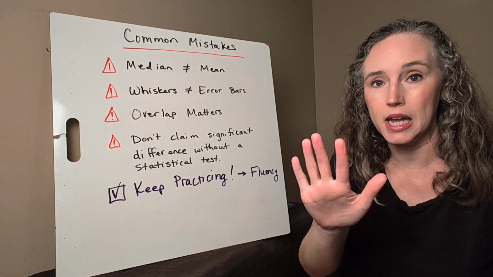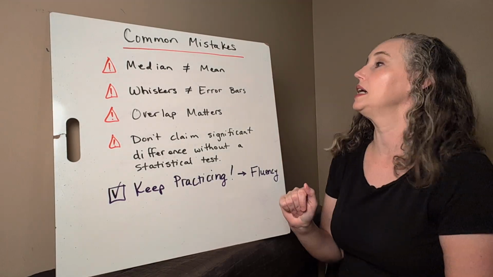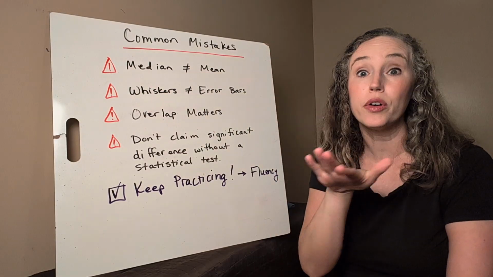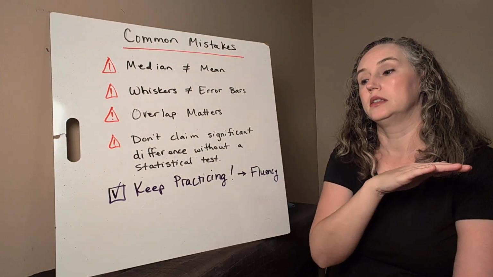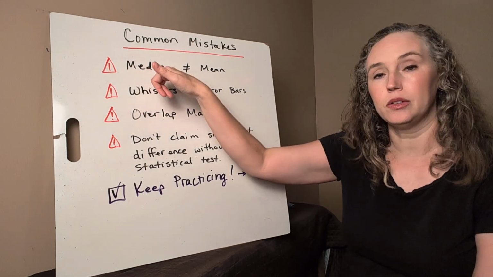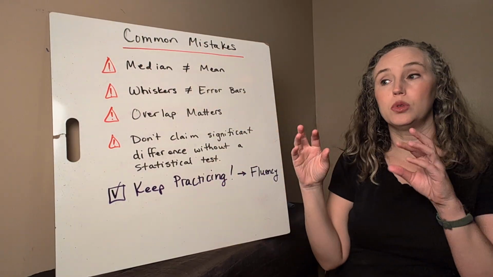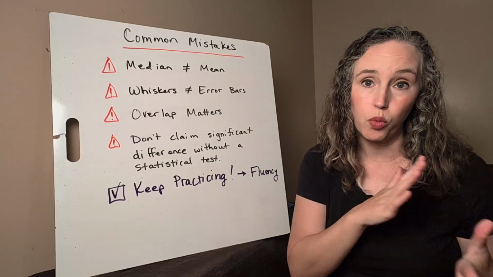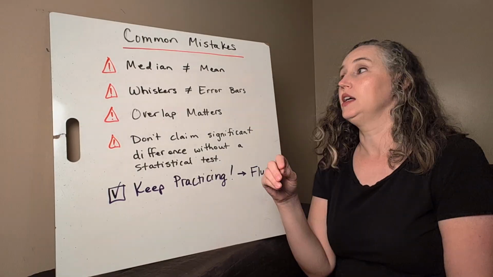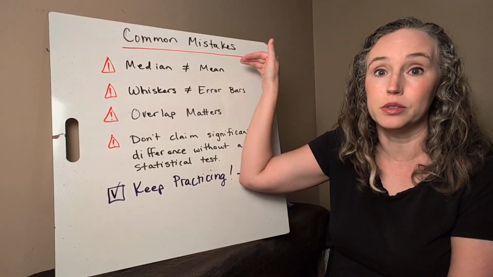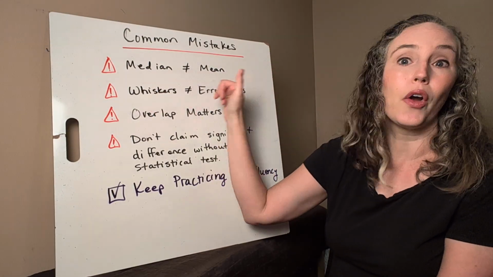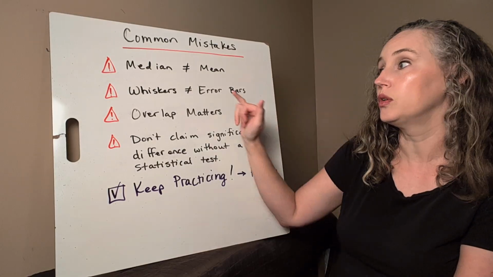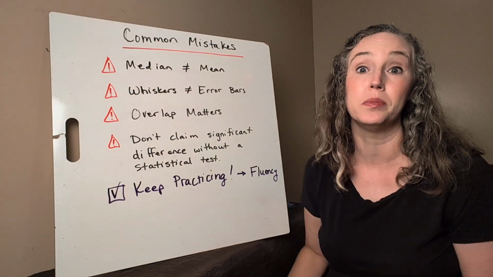Common mistakes made when dealing with box and whisker plots. Just remembering median and mean are not the same. Median, right, we use that when we're trying to get rid of outliers or not let outliers sway the story of our data, which can happen when we use the mean. Whiskers are not the same as error bars. Error bars show variation around a mean. Whiskers show the maximum and the minimum in your data set.